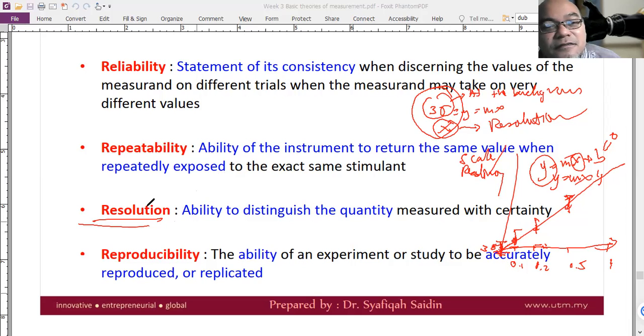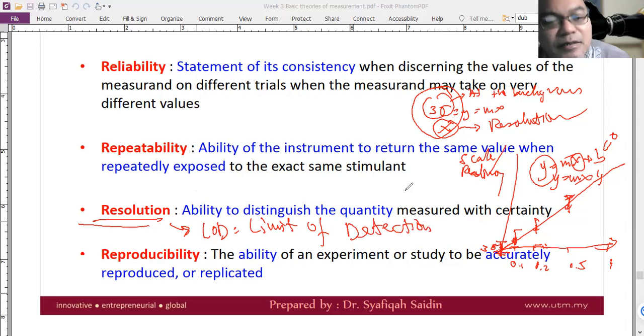Resolution in the case of a biosensor or chemical sensor is often named LOD, limit of detection. This is the term for resolution used in the chemical sensor or biosensor world. In a mechanical sensor, the name is resolution, but in a biosensor or chemical sensor, it's called limit of detection. Limit of detection means how small a measurement the sensor can detect with certainty, with 95% certainty. We can call it like that. Okay. Any questions so far with resolution?